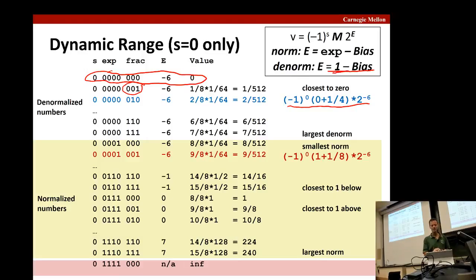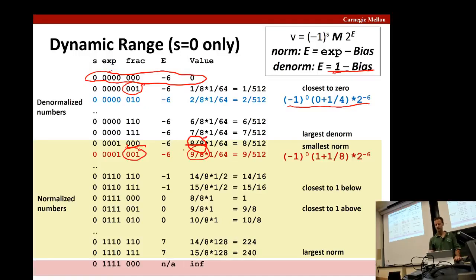Now, as soon as the exponent flips to being non-zero, but before it gets to all ones, then we have the whole normalized range. So now we see a bit pattern like 0, 0, 0, but we have to remember that there's implicitly a 1 in front of that. That's why this is 8/8, because it's basically 1.000. And now when we add one more, we get up to 9/8 and so forth.